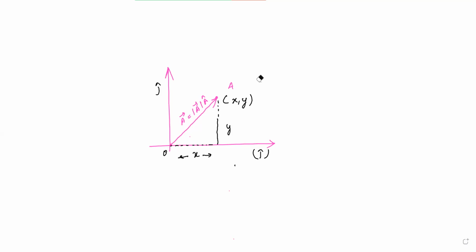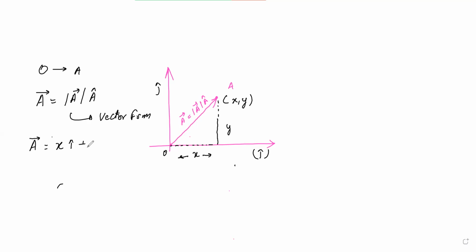If I have to go from point O to point A, I can either go by A vector, which is given by magnitude of A vector times A cap. This form is called vector form. Otherwise, I can also reach point A by going x distance along I direction plus y distance along j direction, where the magnitude of A is equal to root over x square plus y square. Getting it? Ria, are you clear with this? No problem.